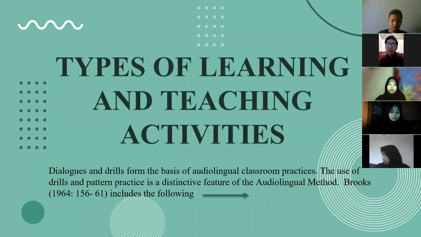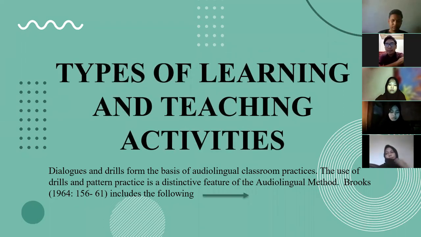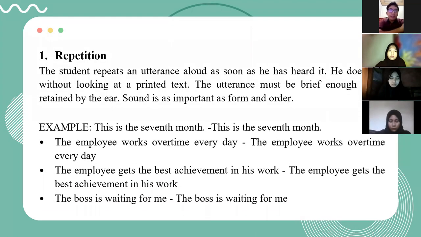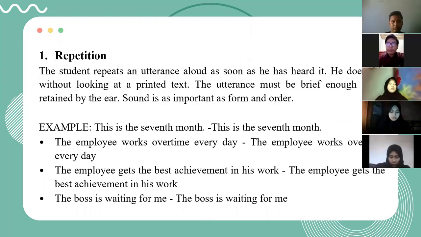And then we move up to our types of learning and teaching activities. Attention students, you should say what I say, that is repetition. For example, if I say this is the seventh month, you reply, this is the seventh month. Okay, the first one is repetition. The student repeats an utterance aloud as soon as he has heard it. He does this without looking at the printed text, but we are currently looking at it, so maybe it's not a problem. Okay, example number one.